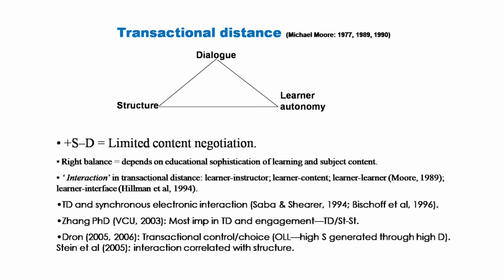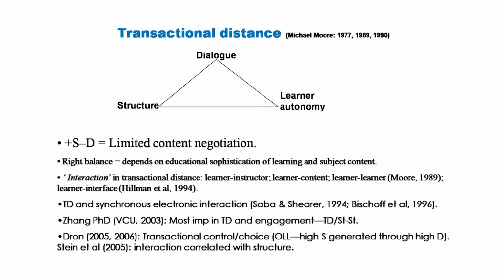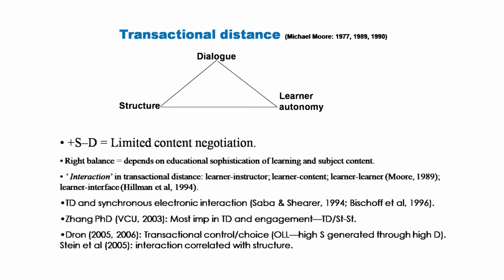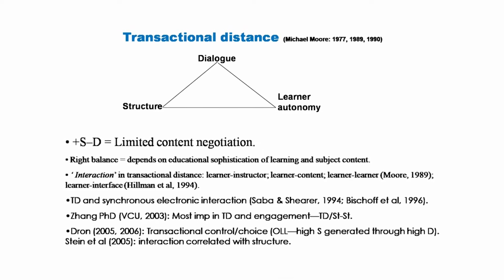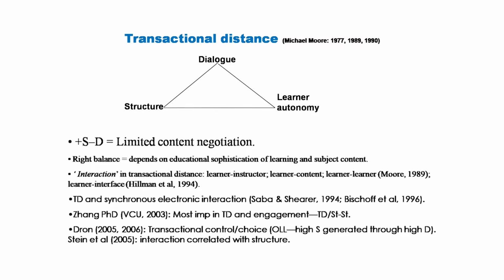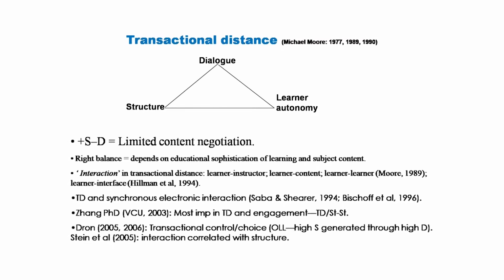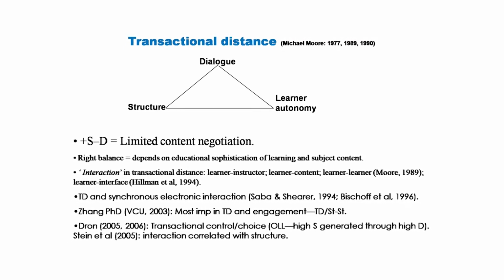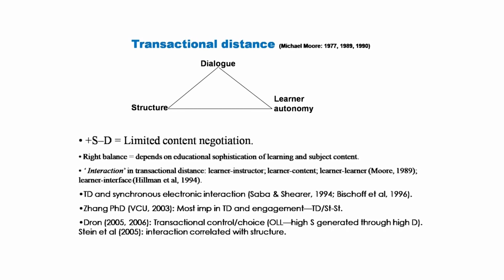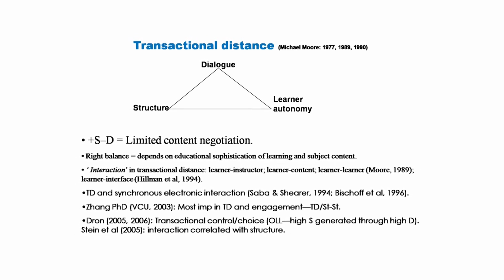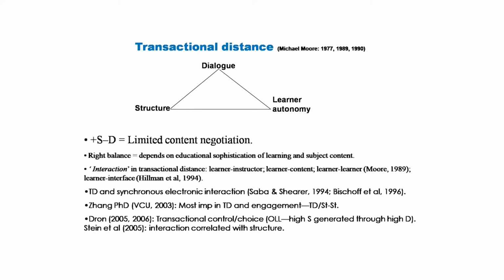All this reduction in structure, more flexibility, and more dialogue will enhance learner autonomy and also reduce educational and psychological distance. So physical distance will be reduced. Even if one is 1,000 miles away, there will be a reduction in educational and psychological distance, and therefore teaching and learning will be more effective.